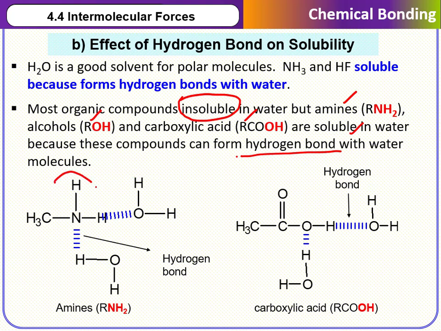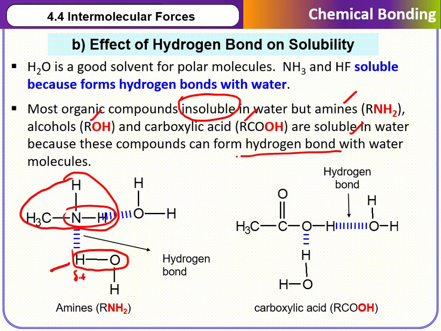Such as this amine molecule, this is methanamine. Methanamine can form hydrogen bond with water molecule. Why? Because methanamine has N-H while water molecule has O-H. So there is an attractive force that exists between hydrogen, which is partial positive, and nitrogen from the amine, which is partial negative. So this interaction is what we call hydrogen bond.